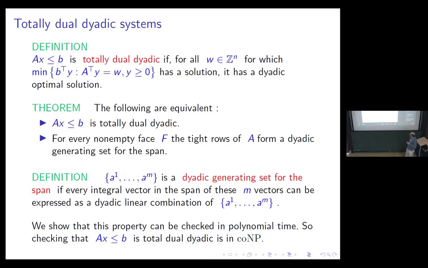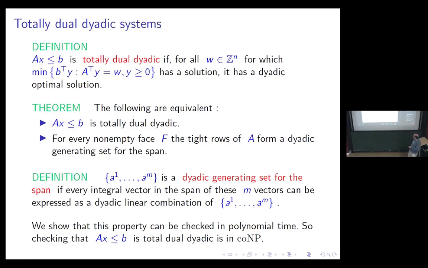And what is nice about this property is that we can actually check it in polynomial time. So we have a certificate that a system is totally dual dyadic. So it's in coNP.